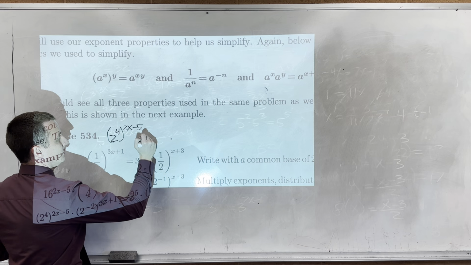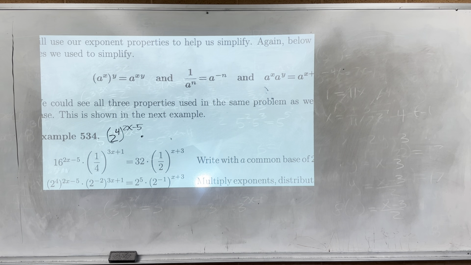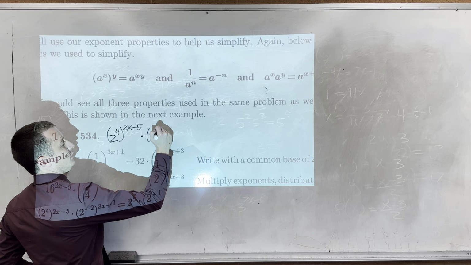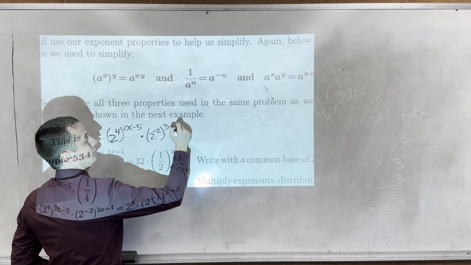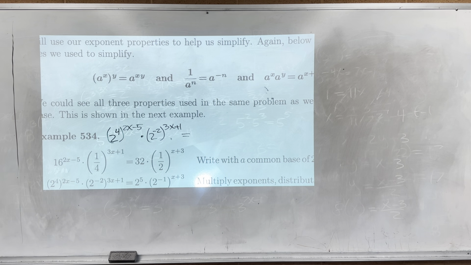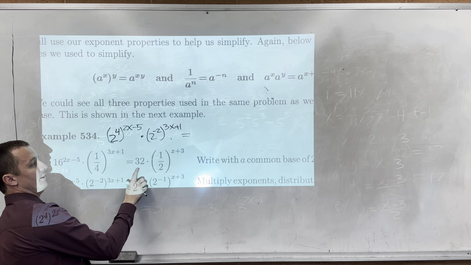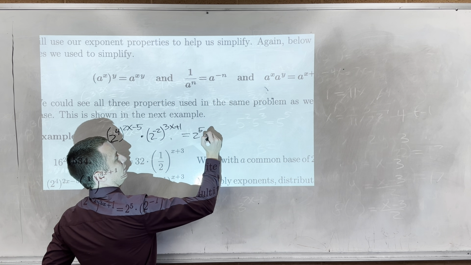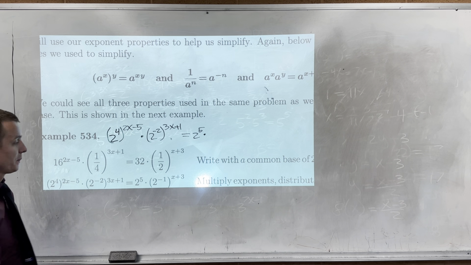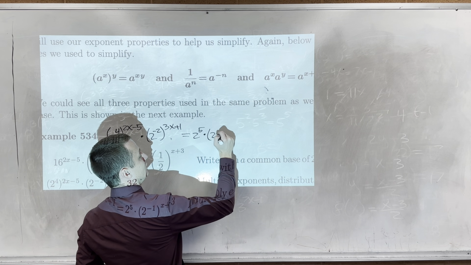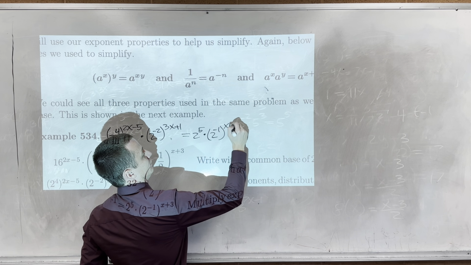Times, what's 1/4? 2 to the power of what is 1/4? Negative 2. So this is times 2 to the negative 2, and then that's all to the power of 3x plus 1. Now the other side: that's 2 to the power of 5 times, what's 1/2? 2 to the power of what is 1/2? Just negative 1. It's just the reciprocal of 2. So this is 2 to the negative 1, and then to the x plus 3.